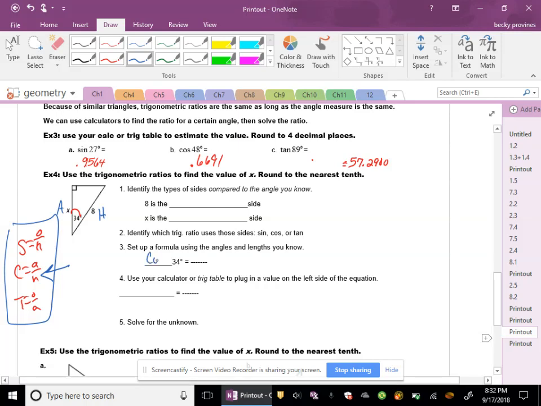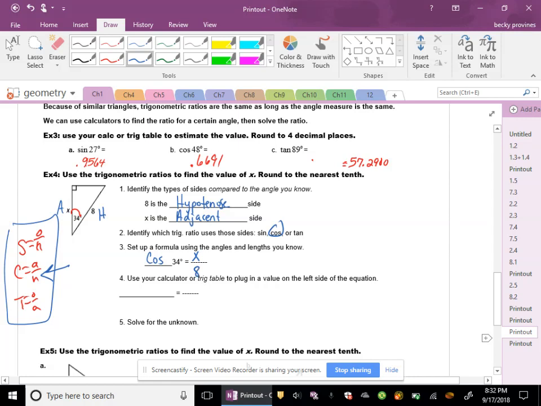Okay, so I'm just going to go ahead and put in cosine. The 8 is the hypotenuse. Let's fill in the blanks. The x is the adjacent. And so, as we already said, we're using cosine. So, is it x over 8 or is it 8 over x when we're going to write it? It's adjacent over hypotenuse, so that is x over 8.